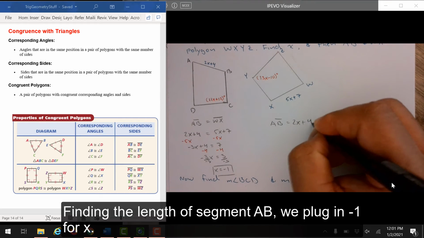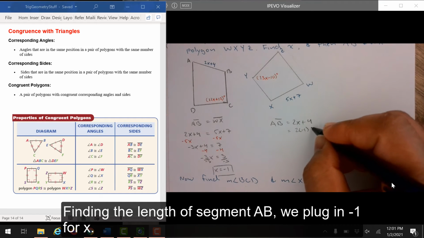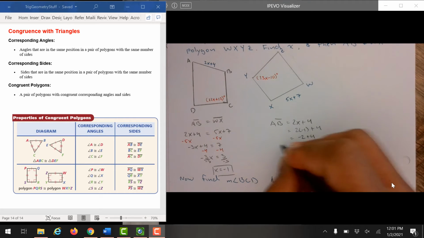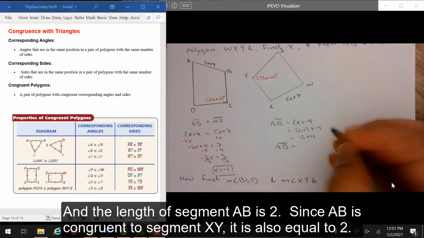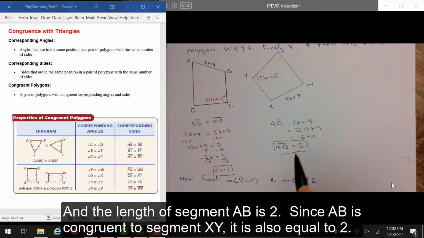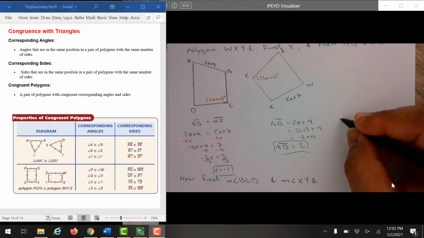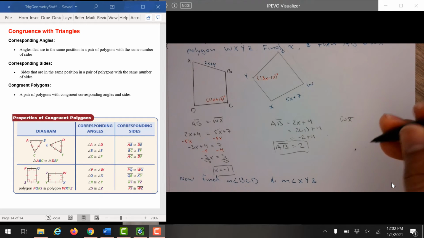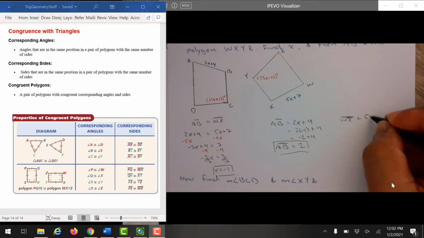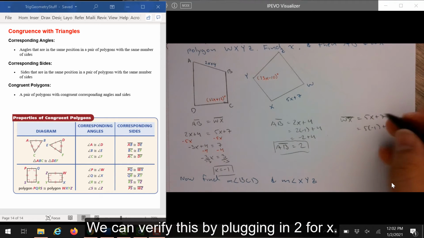Finding the length of segment AB, we plug in -1 for x. And the length of segment AB is 2. Since AB is congruent to segment XY, it is also equal to 2. We can verify this by plugging in 2 for x.